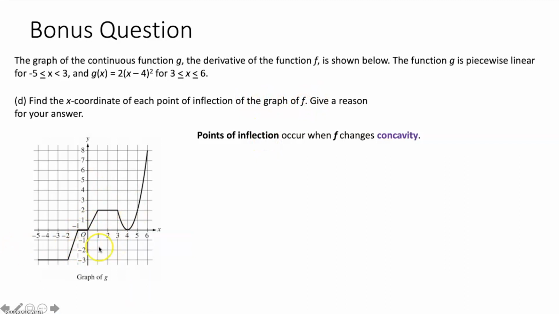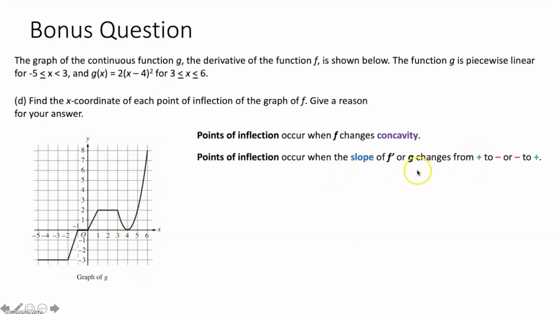So in the graph of our derivative, anywhere where we have a positive slope, that means your original function is going to be concave up. Anywhere where we have a negative slope, that means your original function is going to be concave down. So we need to look for wherever the slope of our derivative graph changes from positive to negative or negative to positive. That's going to tell us where our original function is going from concave up to concave down or concave down to concave up.